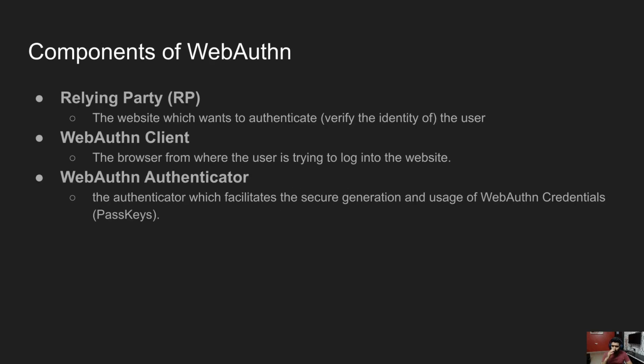Those were the reasons. Now these are the components of WebAuthn. First, we have the relying party (RP), which is basically the website or server where the user needs to be authenticated. Then we have the WebAuthn client, which is generally a browser where the user will enter their details to authenticate. Then we have the WebAuthn authenticator. This is where the WebAuthn credentials are stored.